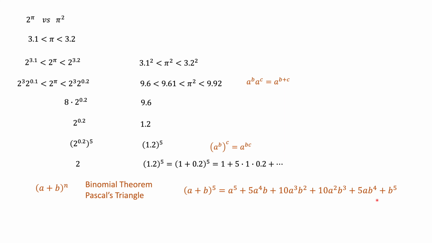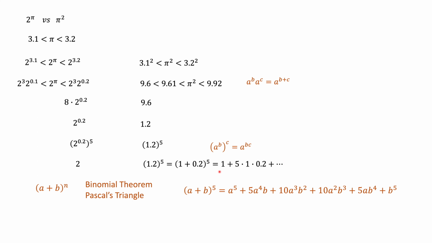And again, if you try to do it manually, take a plus b and multiply by a plus b, multiply by a plus b, and so on 5 times, eventually you're going to get this formula, but binomial theorem and Pascal's triangle make this work much, much easier. What I'm going to do now is I'm going to apply this formula right here. In my case, a is 1, b is 0.2.